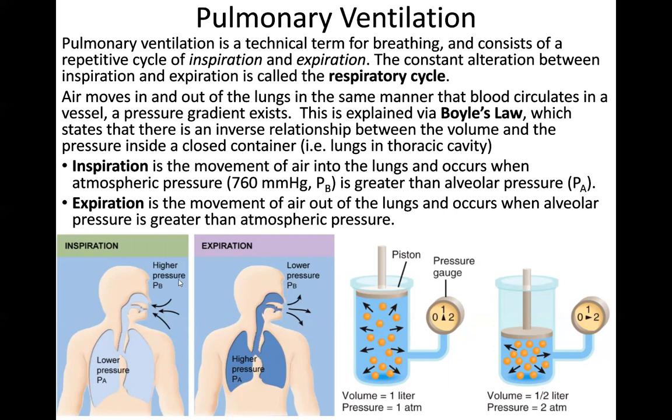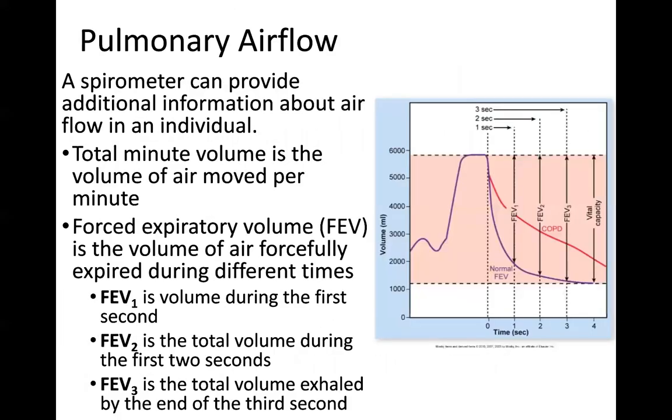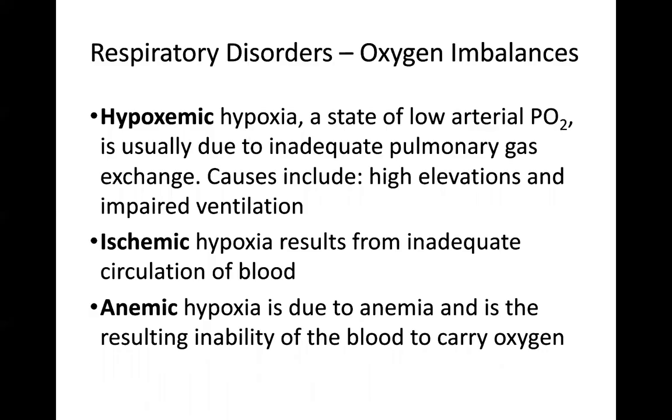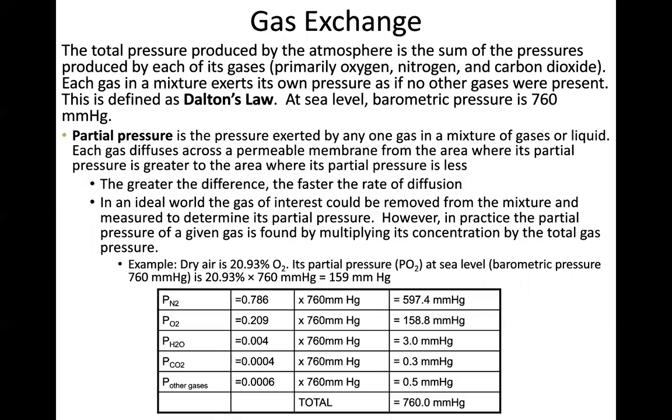Well, the thing I want to talk a little bit more about now is atmospheric pressure, the pressure in the air around us that we're breathing. Where does that come from? Well, the total pressure produced by the atmosphere is the sum of the pressures produced by each of its gases. In other words, the pressure in the air around us is due to all the pressures of all the different components of the air.